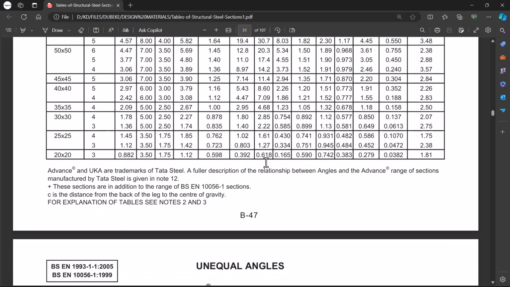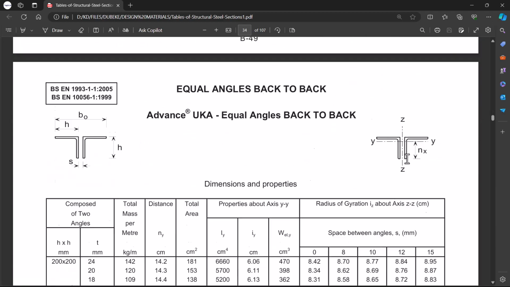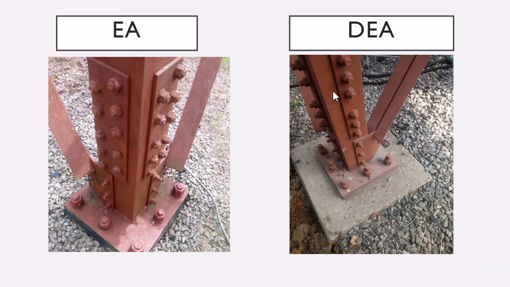You can also find this in our design code. So depending on the member you are using, you can go there, select their properties and model them by yourself. So these are our equal angles that are back to back. They are either back to back, or they are called our double equal angles, right? Let me show you an illustration of what we mean by our double equal angle or our back to back. So this is just a single angle, right?